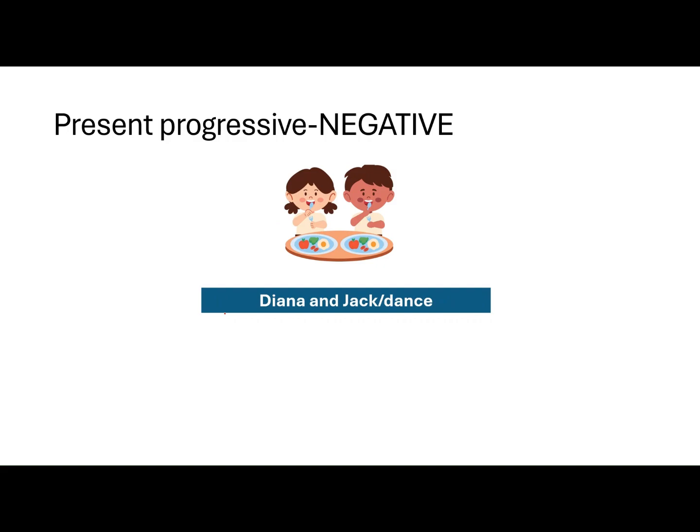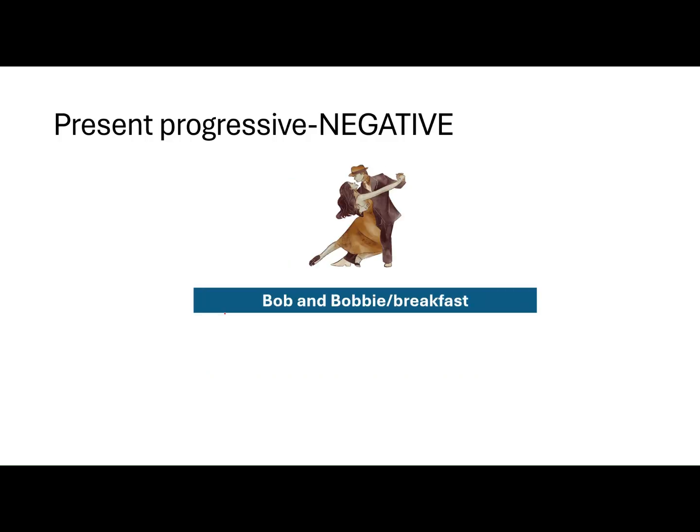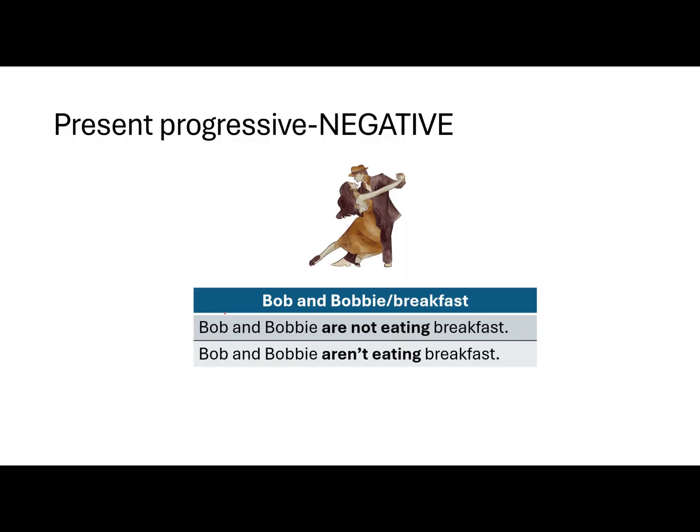We see Diana and Jack dance. Can you make a negative present progressive sentence for those words? Diana and Jack are not dancing. That's one way. Diana and Jack aren't dancing. That's another one. Can you make a negative present progressive sentence for this picture? Bob and Bobby breakfast. Bob and Bobby are not eating breakfast. Bob and Bobby aren't eating breakfast.